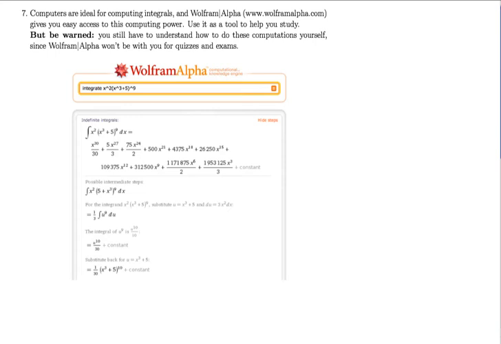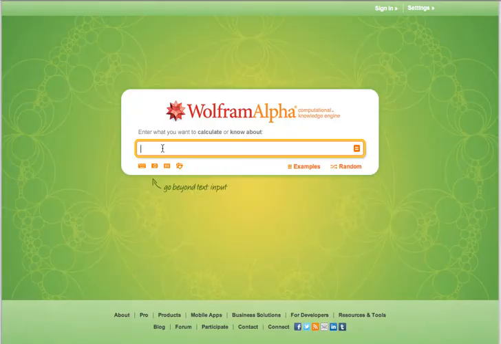So computers are ideal for computing integrals. In fact, you have access to one if you have internet access at wolframalpha.com. So let's just have a look. Here we're going to look at that example where we had x squared and then x cubed plus 5 to the 9th as the integrand. So let's just see what Wolfram Alpha does.